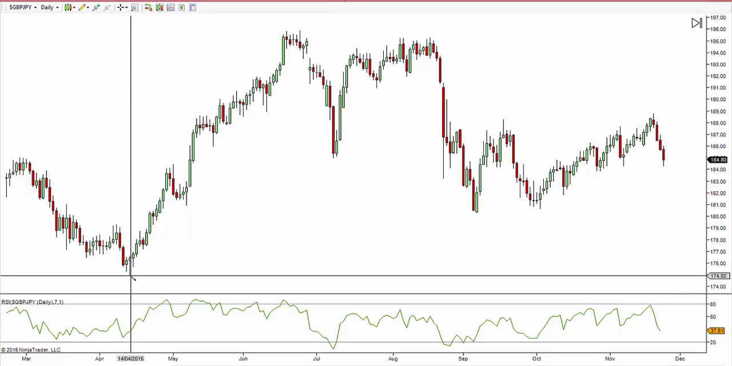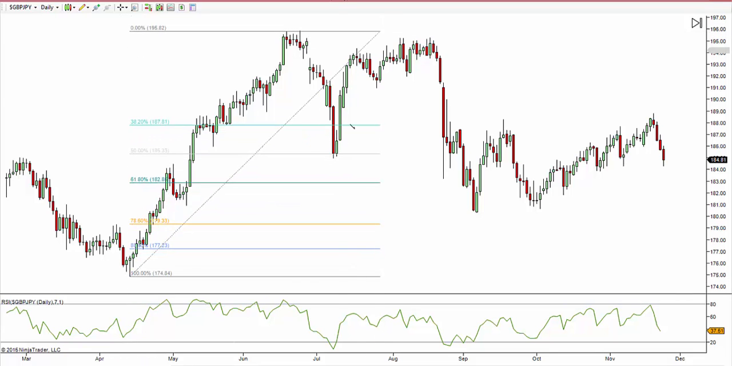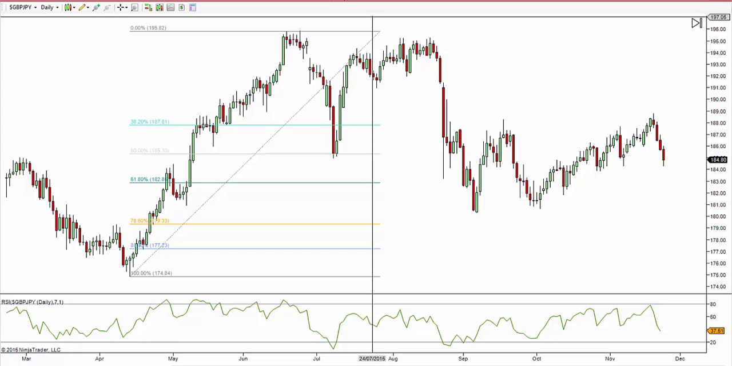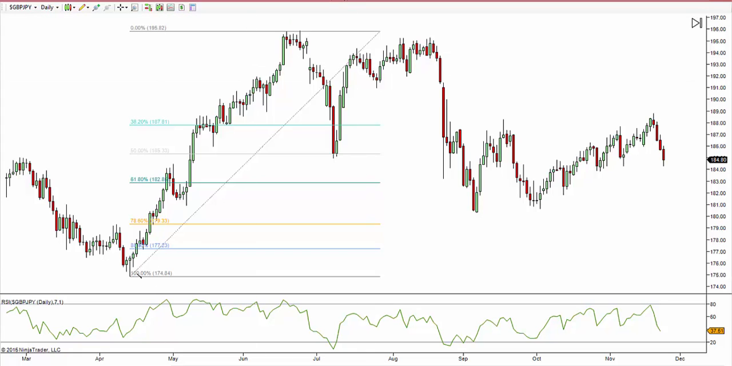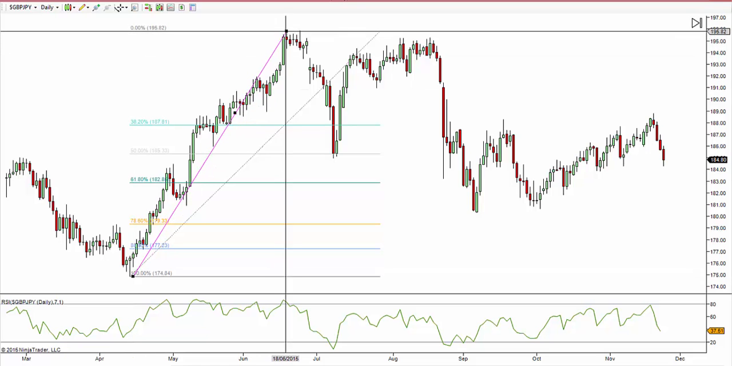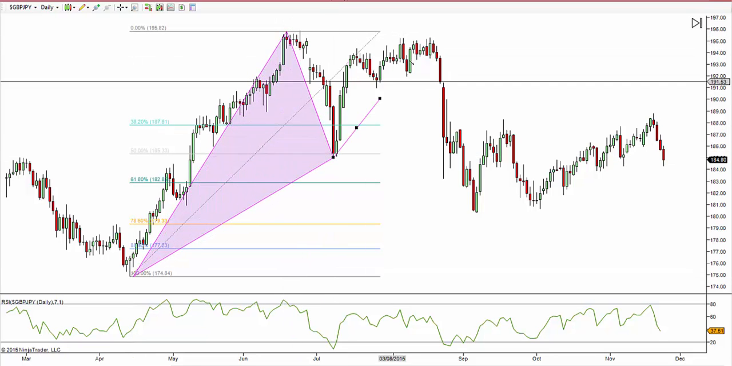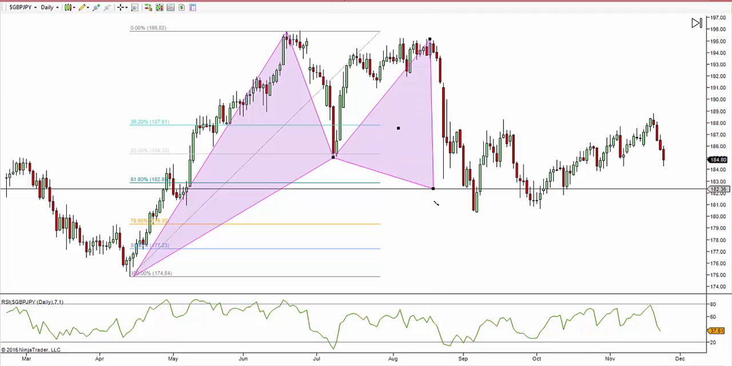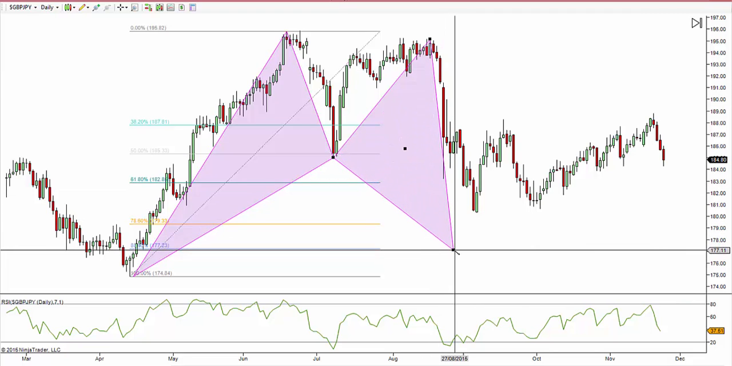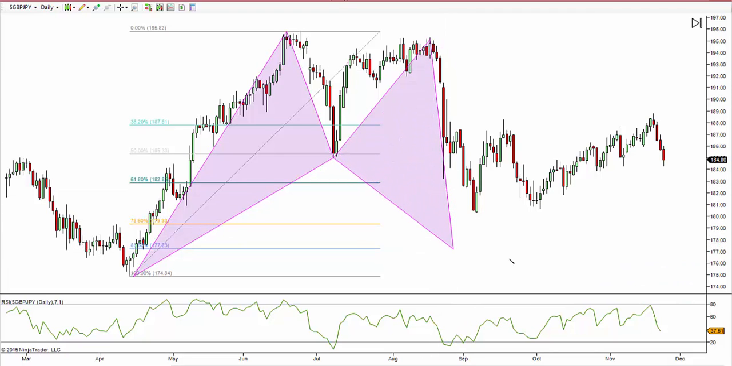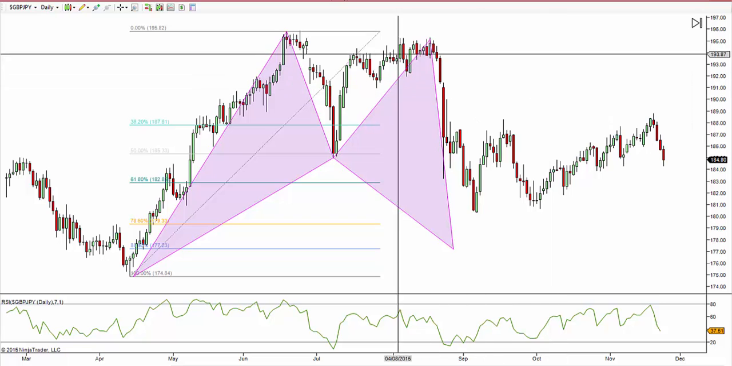So I'm going to grab my fib tool. We're going to go swing low to swing high, move down into the 50%. That meets our requirement for the bat pattern. So we have a bat pattern X to A to B, B to C, and C to D, completing down at the 88.6 at 177.23. So if price moves down to this level, we've got a potential bullish bat pattern on the cards.